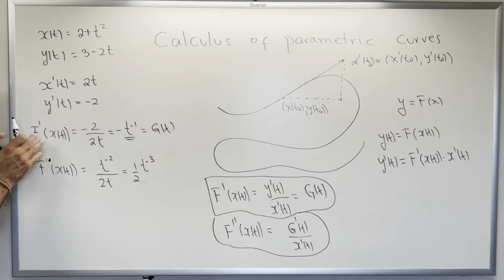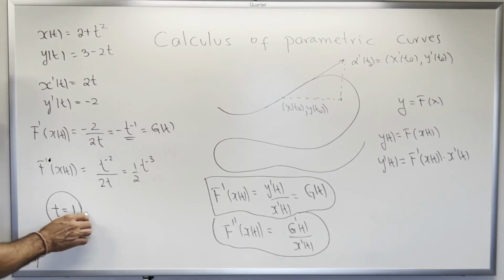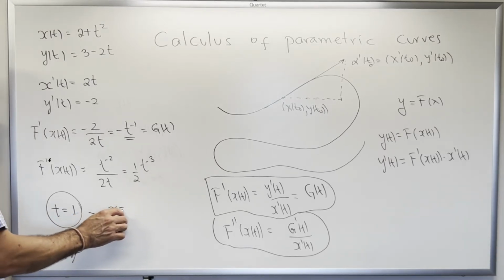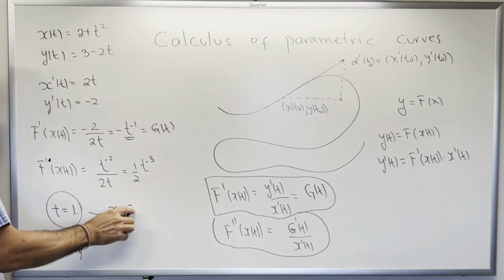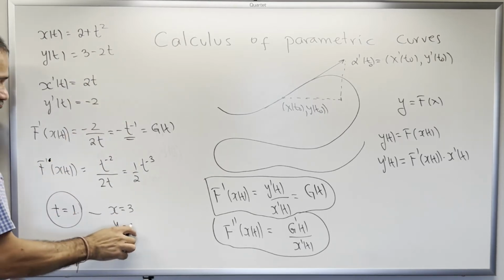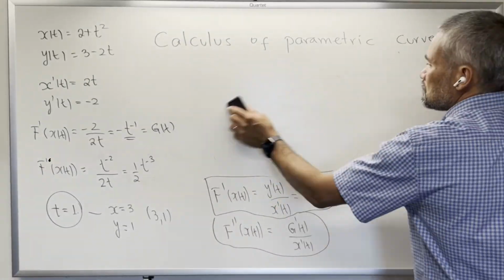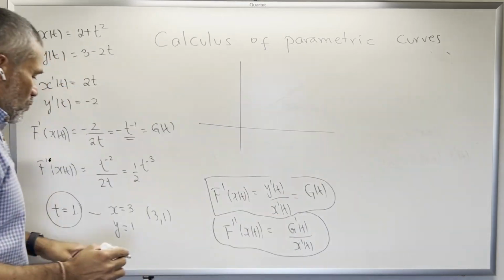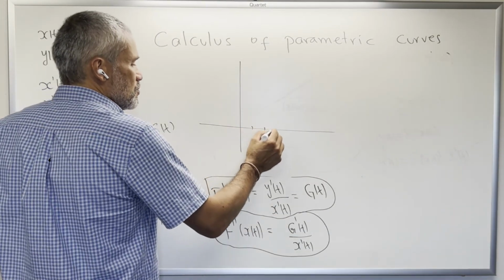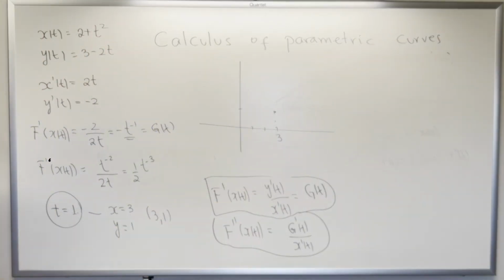Let's pick a point to see this graphically. We pick t equal to 1. Then if t is equal to 1, the point x is 2 plus 1 squared, which is 3, and y is 1. That means that we are at the point (3, 1). We have here 1, 2, 3, and here 1. And this is the point.